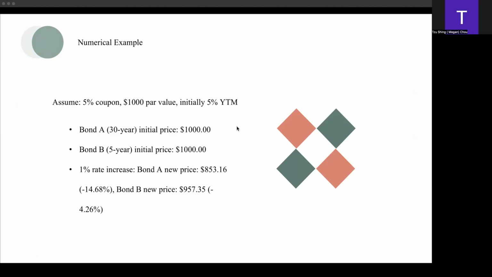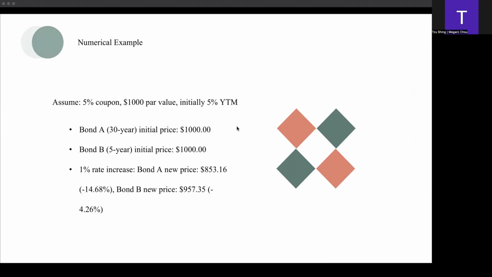Let's illustrate this with a numerical example. Assume both bonds have a 5% coupon, $1,000 par value, and the initial yield to maturity is also 5%. At these rates, both bonds will be priced at par, or $1,000.